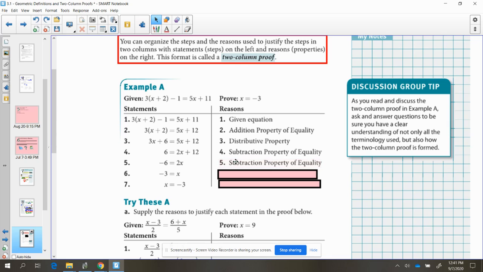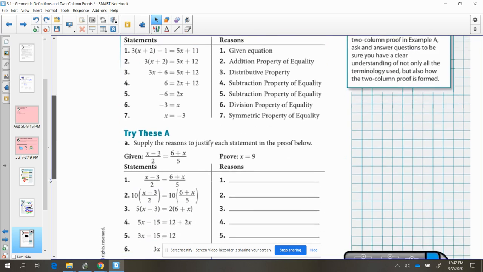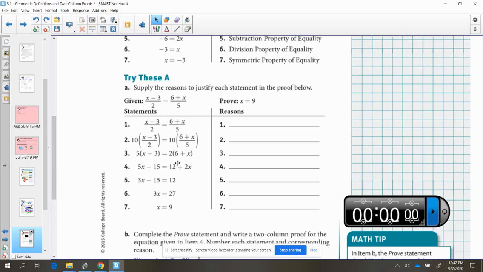6 minus 12 is -6. That's a subtraction property. And then we used division to get x by itself. And then last but not least, these two flipped around by the symmetric property, right? Because whether we say -3 equals x or x equals -3, that is symmetric to one another, okay? So same idea now in these columns here.